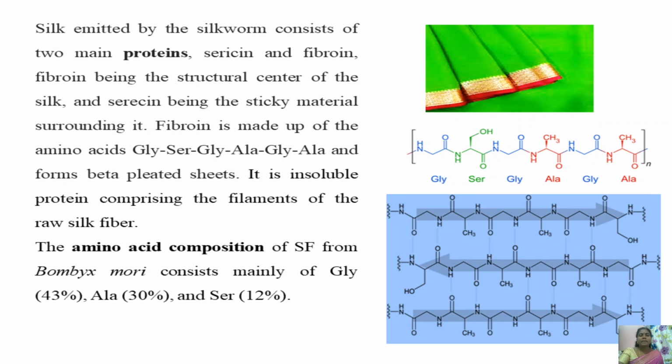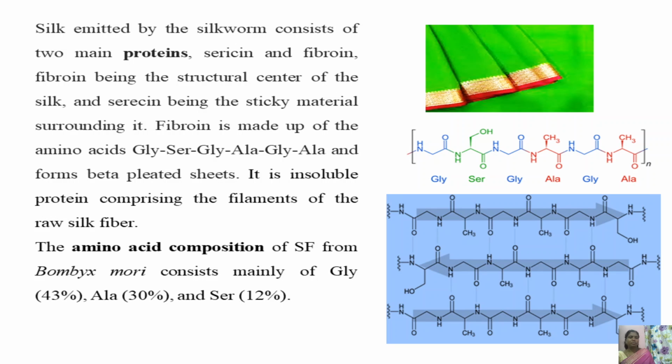The silk emitted by the silkworm consists of two main proteins, sericin and fibroin. Fibroin is the structural center of the silk, and sericin is the sticky material surrounding it. Fibroin is made up of a repetitive structure of amino acids, that is glycine, serine, glycine, alanine, glycine and alanine. And this forms the beta pleated sheets. That's why it is insoluble and it is used for the formation of silk material.